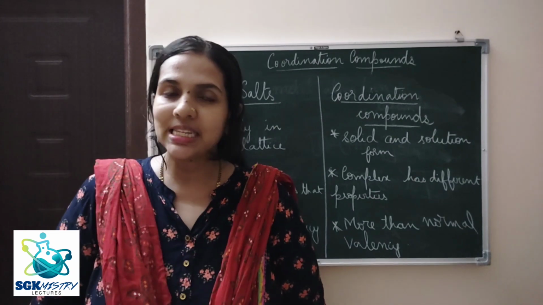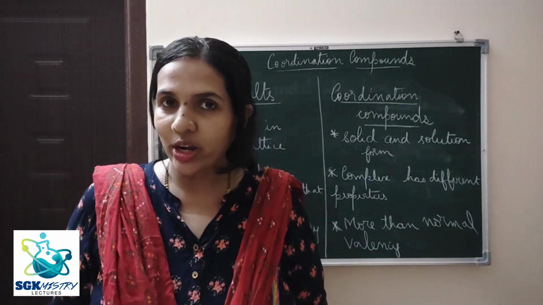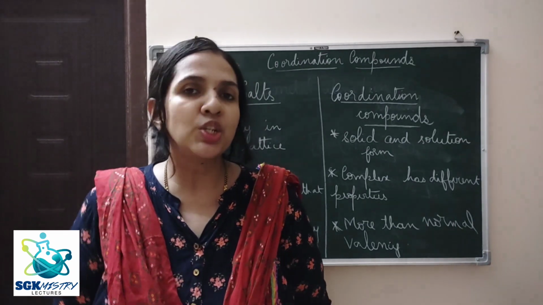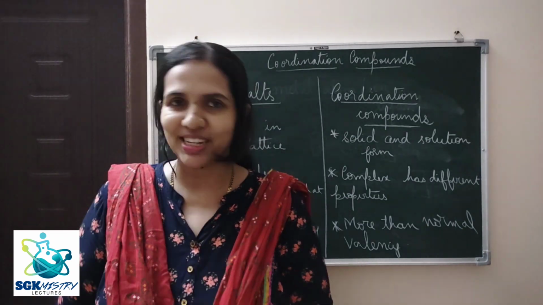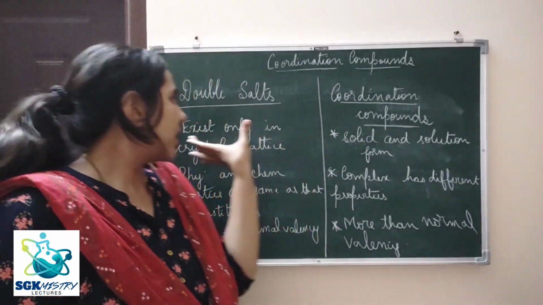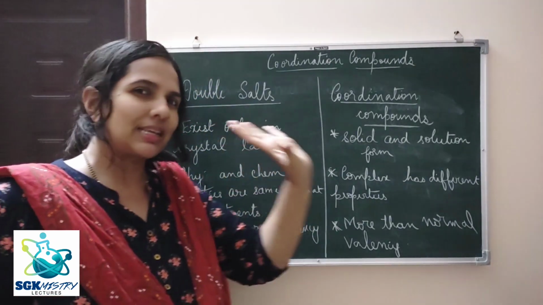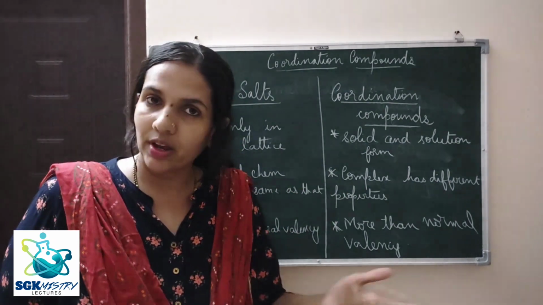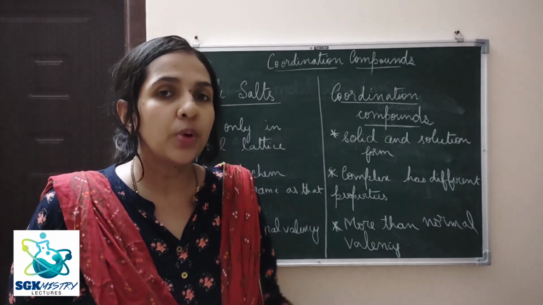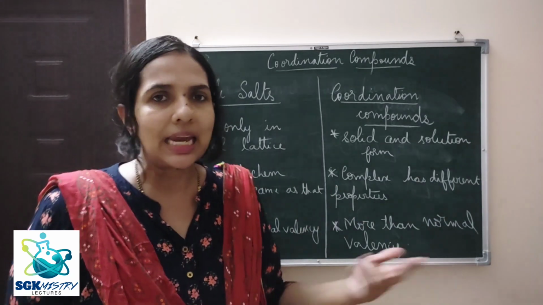So let us try to understand the differences between coordination compounds and double salts. After understanding this, it is much easier to understand more about coordination compounds. When we are talking about double salts, the example is ferrous ammonium sulfate or Mohr's salt, and for coordination compounds you can take many examples like cuprammonium sulfate, potassium ferrocyanide, etc.